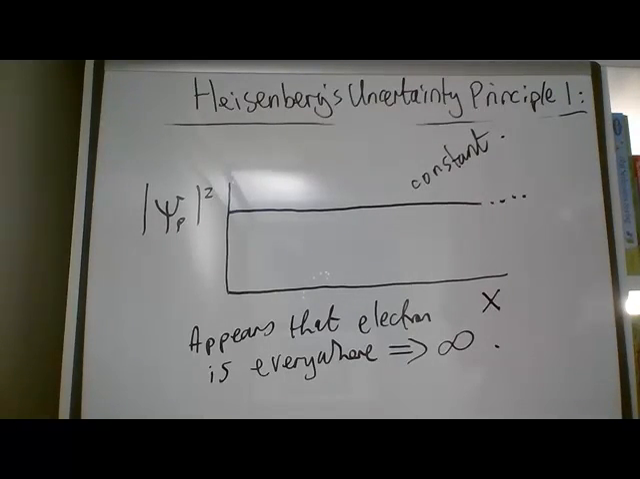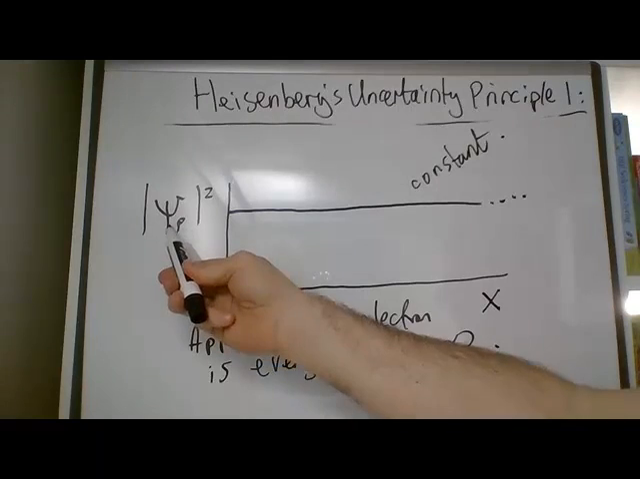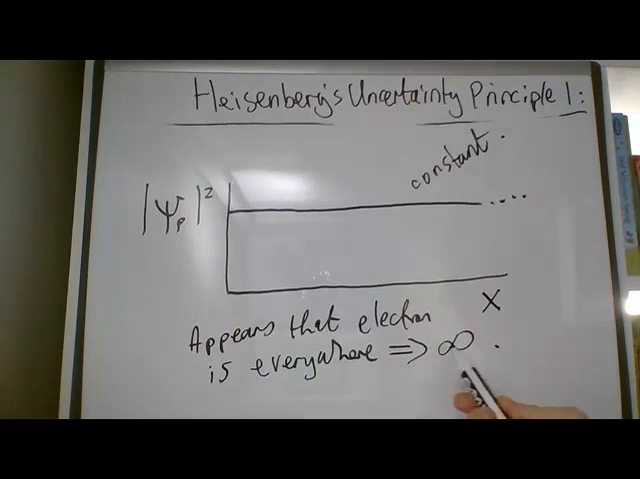Obviously, the electron is somewhere, but our mission with this short video was to explain how, by interpreting the square of the wave function, it would appear as if the electron is everywhere, and this agrees with Heisenberg's uncertainty principle.